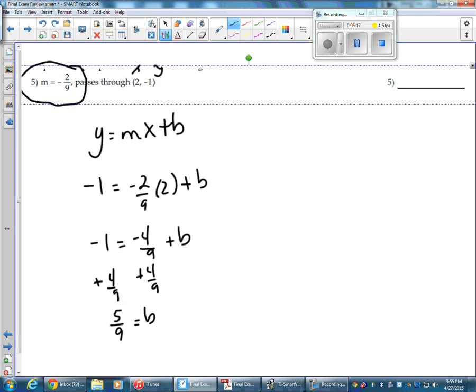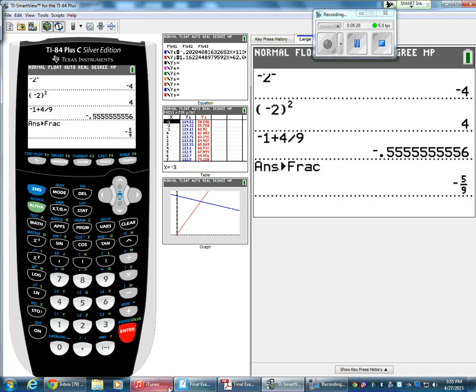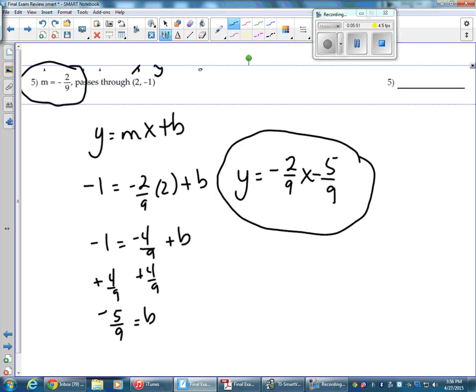You could do it on your calculator if you need to. Negative 1 plus 4 ninths. Get an answer. Push math, enter to change it to a fraction. So it's negative 5 ninths. And I'm keeping it as a fraction because the slope is written as a fraction. Chances are your answers, if they're multiple choice, will also be fractions. So my equation will be y equals negative 2 ninths x minus 5 ninths. So there's your equation of your line.